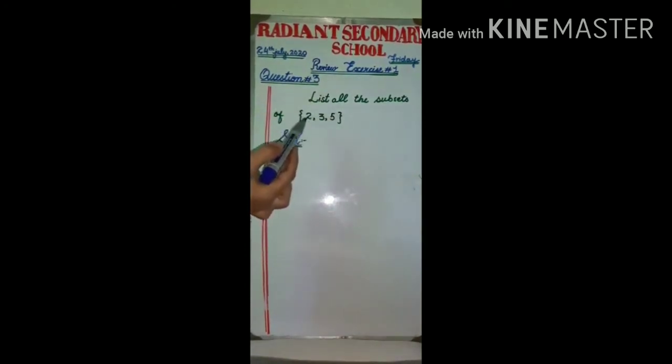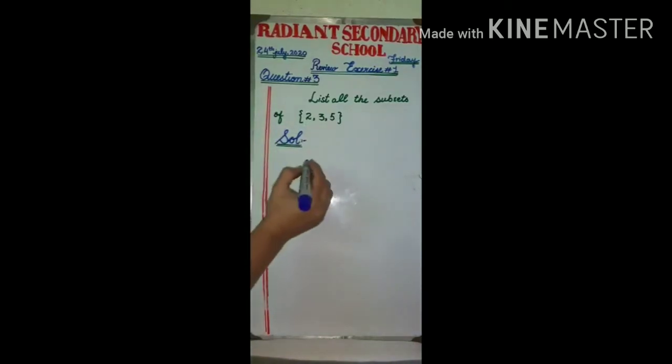Okay, in this set 3 elements are there, 2, 3, 5. And we have to know how many subsets should be made from this set. So first of all, you have to know the formula. Formula is 2 power n. According to this formula, n means number of elements.